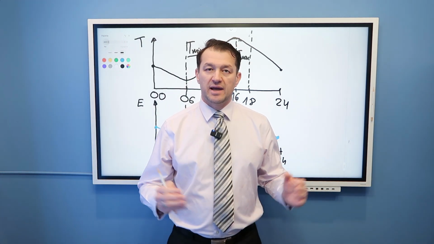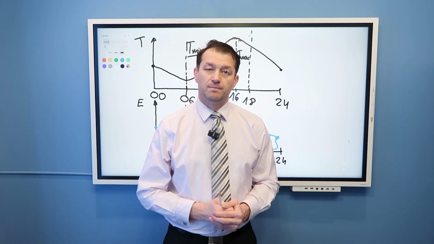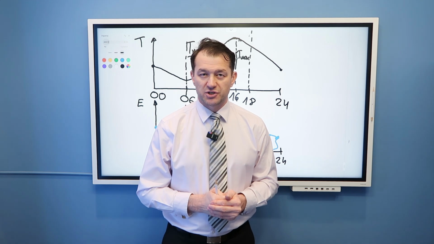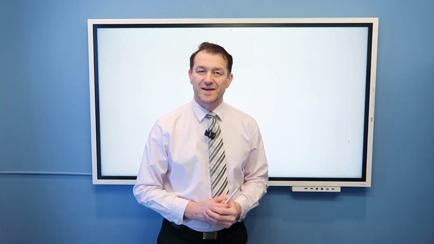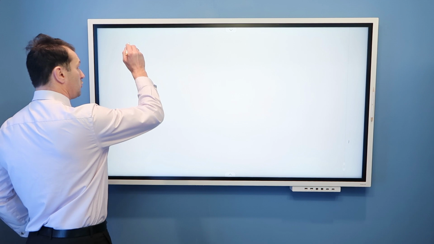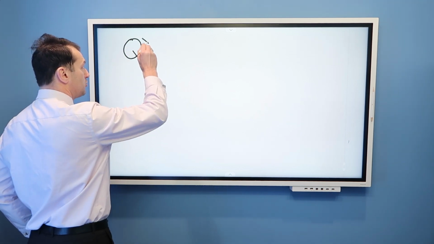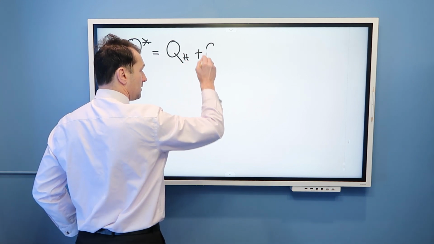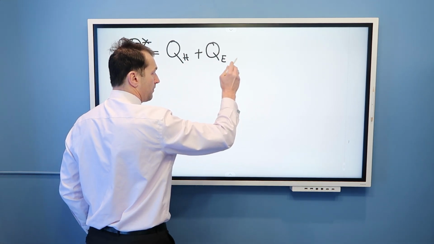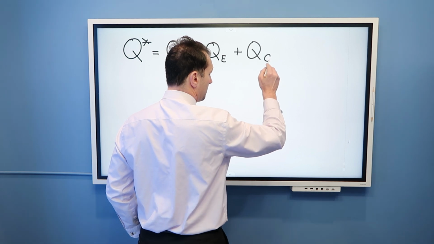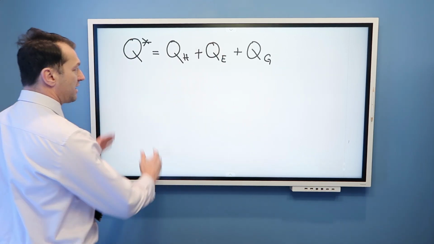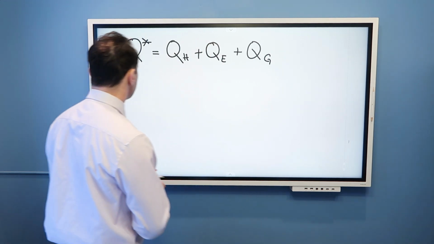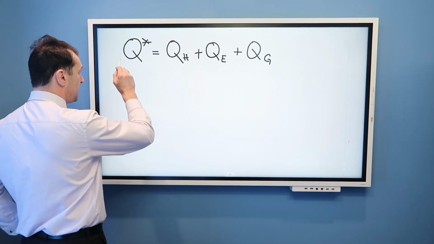Now let us look at daytime temperature analysis through the equation of energy budget. This is very simple. We will look into our famous equation that Q star is equal to QH plus QE plus QG. And of course, I will explain what these are, although I discussed this in great detail in my energy balance video. Q star is net radiation.